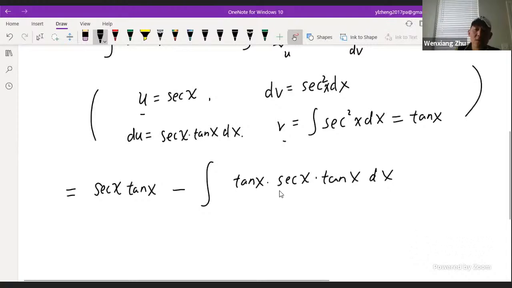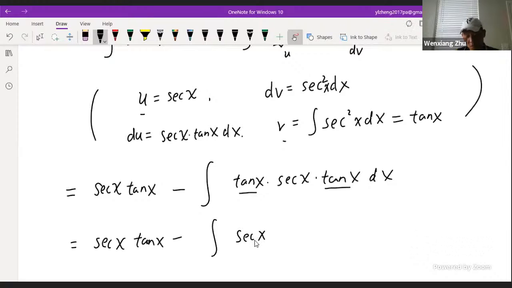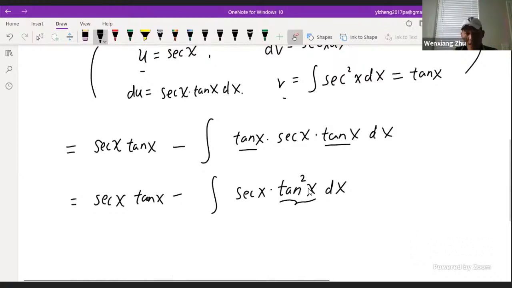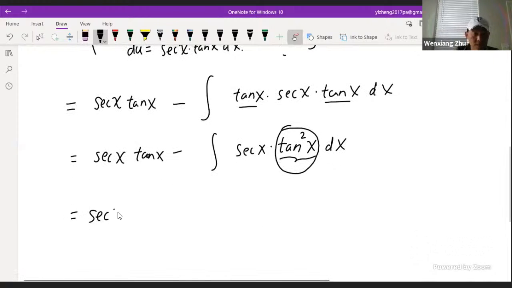right? Now look at this. We have tangent x times tangent x. That can be written as tangent x squared. So now you have tangent x squared dx. Now here, we're introducing some new terms, tangent x, but we're doing the integration of secant x. So at this moment, I'm trying to think of one of the trig identities. Can I rewrite that by using tangent x squared equal to secant x squared minus one? So that's the next step.